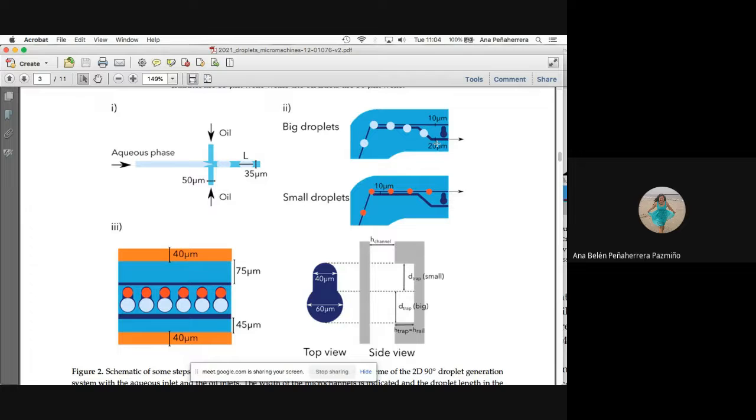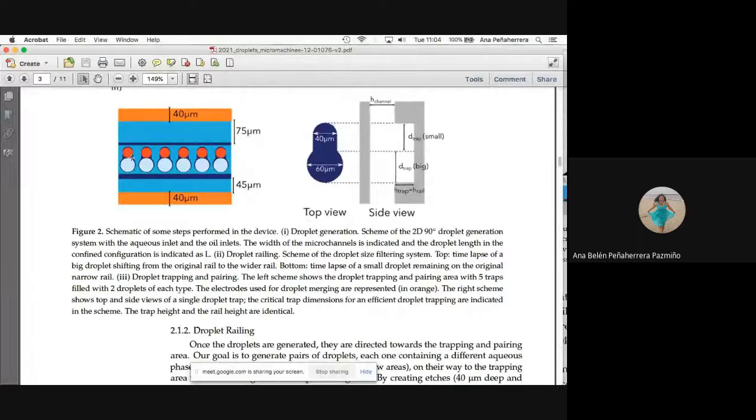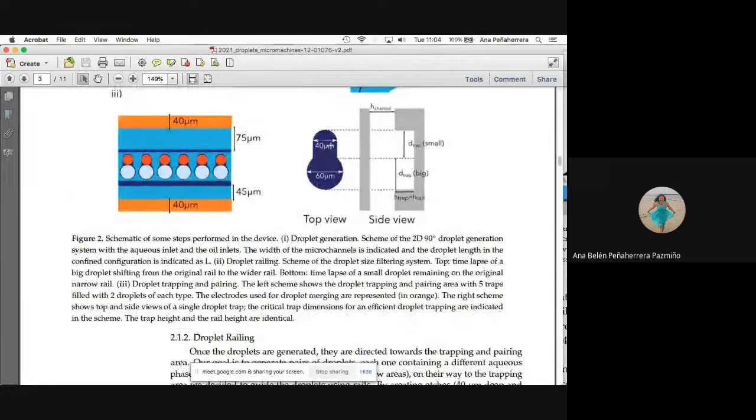So here we see that the big droplets are deformed by the wider rail so that they change their direction, and the small droplets aren't going to be deformed by this wide rail. That's why they follow the narrow rail, as you can see here. Also, this is the section for the droplets to combine together. And here we see the top view of this architecture, the dimensions, and the side view for the trap to trap the droplets.